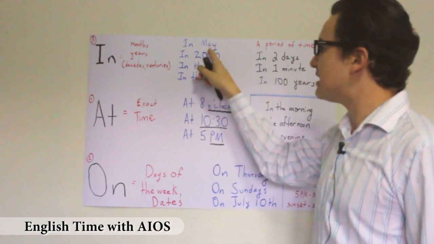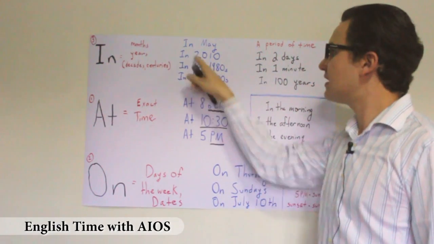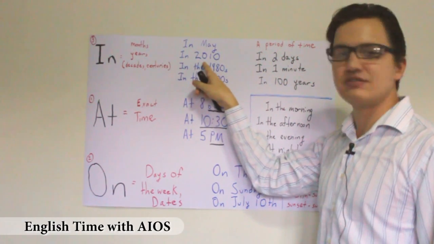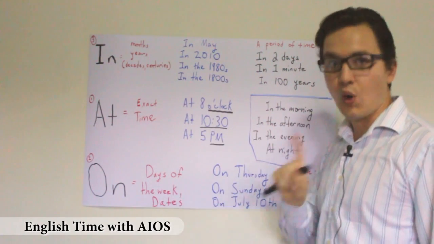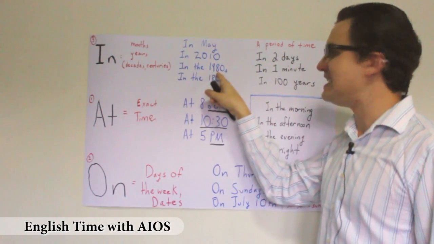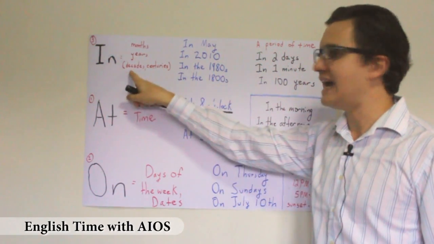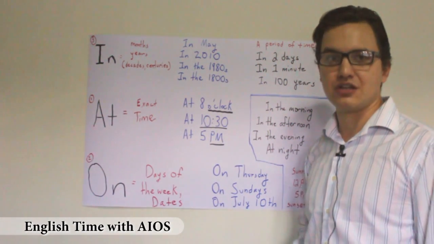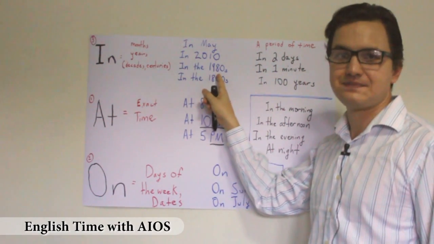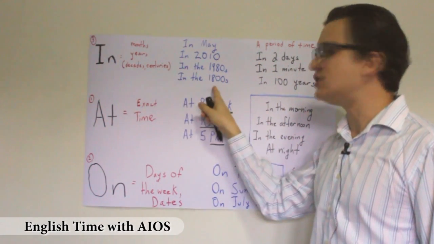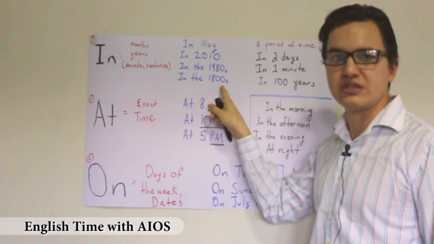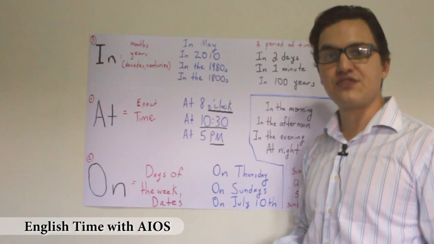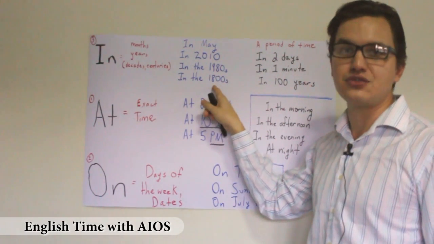So here are some examples with in. In May, May is a month. In 2010, that's 1 year. In the 1980s, that's a decade. So you might say, Michael Jackson was very popular in the 1980s. You also can have centuries. In the 1800s, you can say something like, electricity was first used in the 1800s.